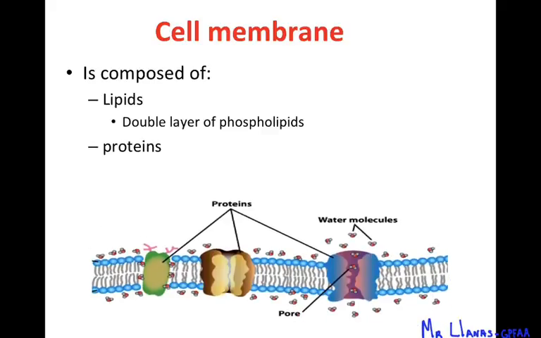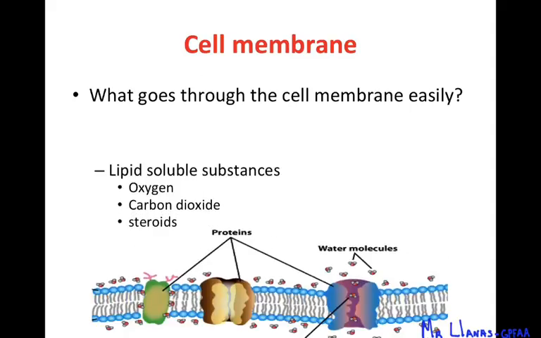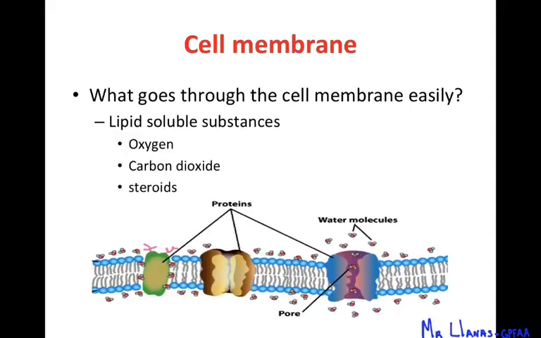Remember that our cell membrane is composed of lipids and proteins. It's a double layer of phospholipids. Remember, lipids are fats. They're made up of glycerol and fatty acids. Proteins are made up of amino acids, and they can also act as enzymes. But in our cell membrane, they're very important because they allow things to go in and out. Our cell membrane controls everything that goes in and out, and that's why those proteins are very important.